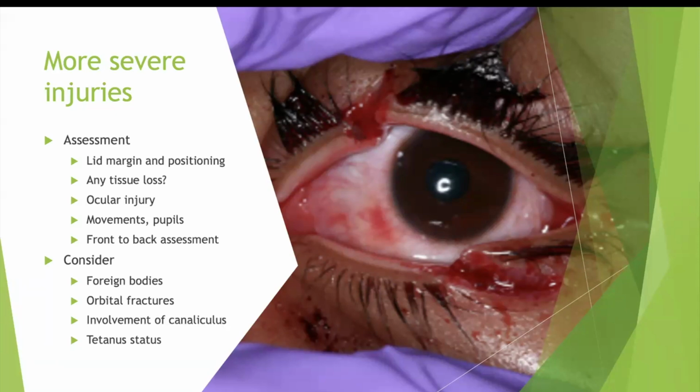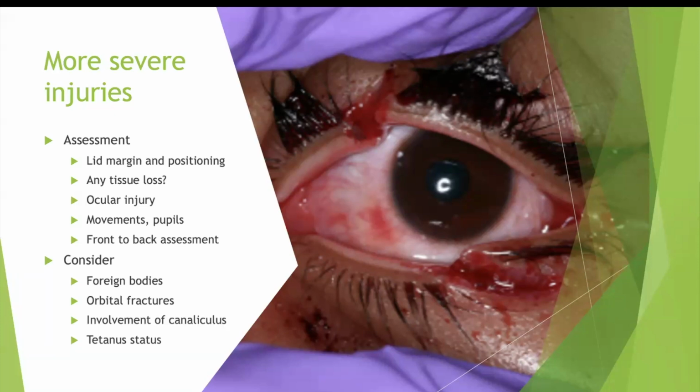Then obviously sometimes these injuries are also combined with orbital fractures. Where is the fracture? And we'll talk about that later on in this session in terms of how you manage those, and which fractures need urgent management and which fractures can be monitored. And involvement of the canaliculus is going to be important in terms of how you then do the primary repair of the lid.